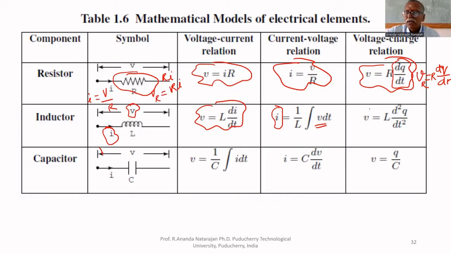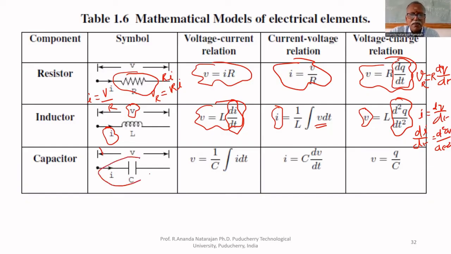If you consider current I equals dq by dt, then di by dt becomes what? What is the derivative of current? d square q by dt square. Therefore, the voltage across the inductor can be written as L d square q by dt square, because I equals dq by dt. If we differentiate, di by dt equals d square q by dt square. That is substituted here.